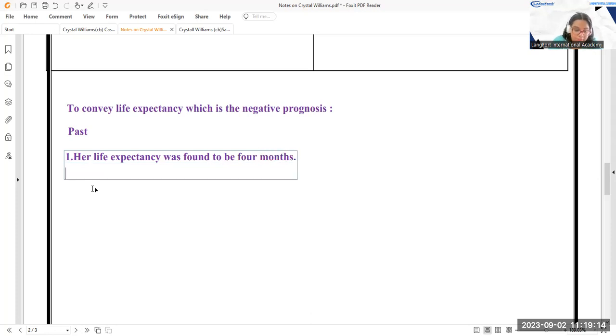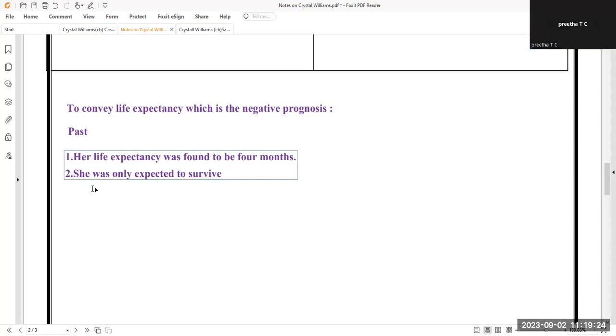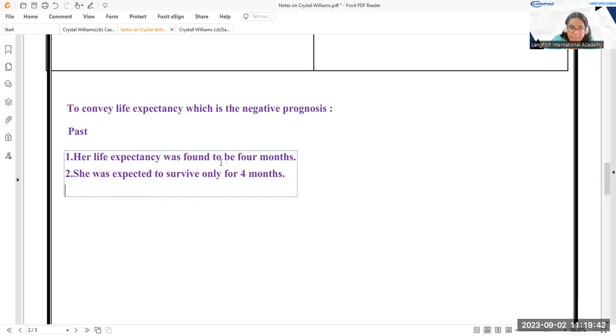Or you can say she was only expected to survive. She was expected to survive only for 4 months. Okay, these are the two. The third version is this version.